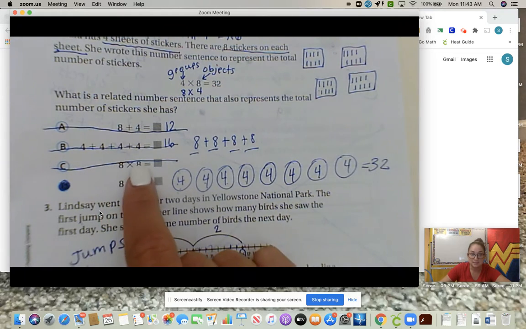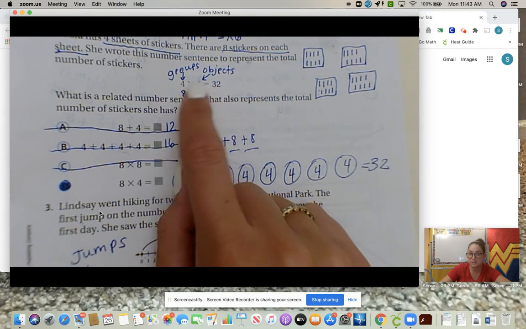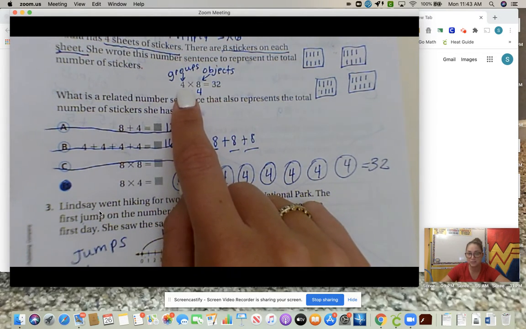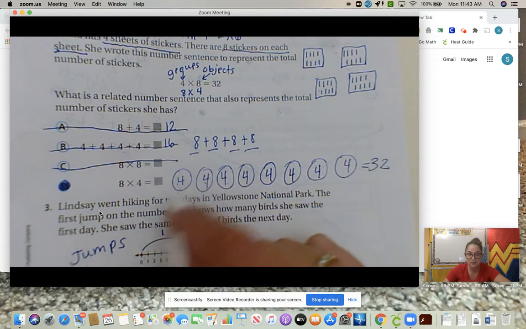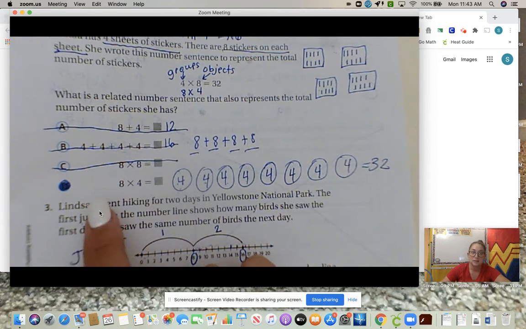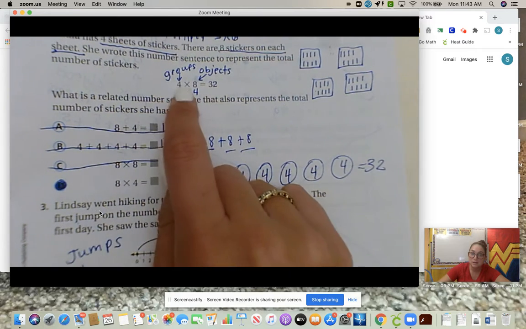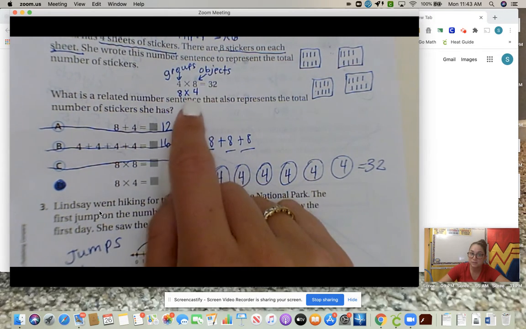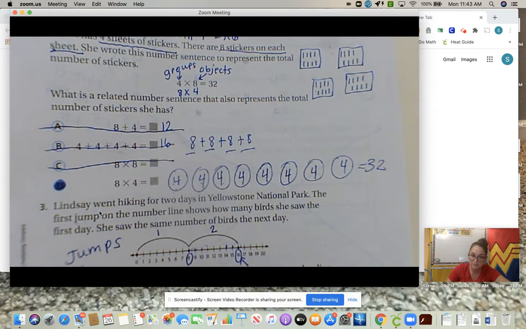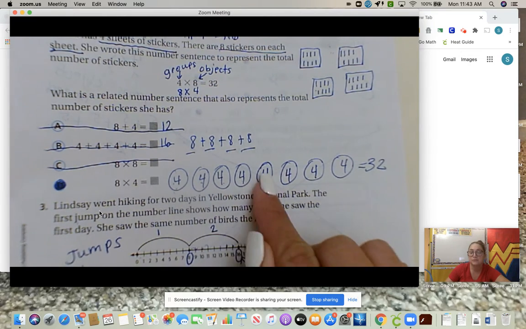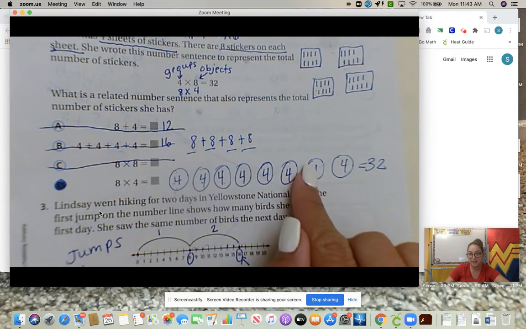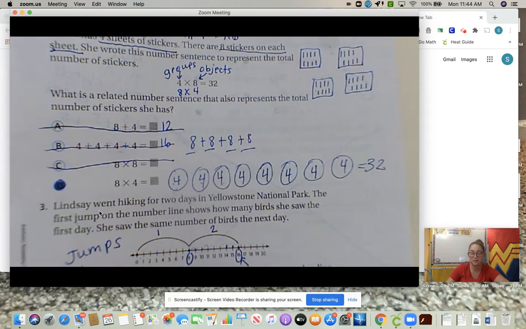C, 8 times 8. Well, 4 times 8 is 32. If this 4 changes to an 8, we wouldn't get the same answer. So we know that's incorrect. So D, 8 times 4. That is the commutative property of 4 times 8. 4 times 8 is 8 times 4. And I proved my answer by drawing 8 groups with 4 in each, which gave me 32.